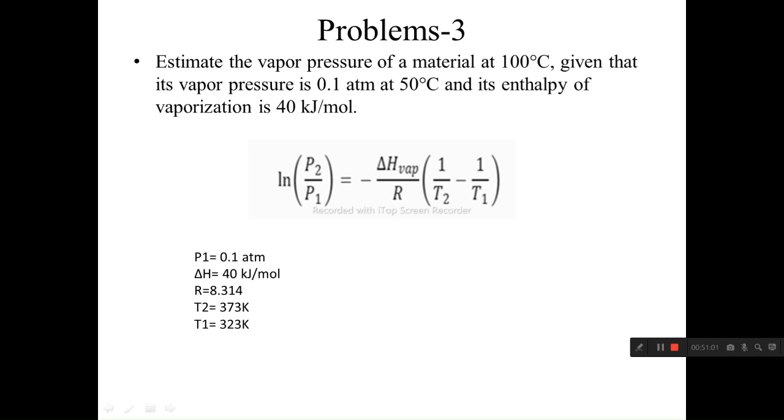So I have given problem 3. It is based on the Clausius-Clapeyron equation, estimating the vapor pressure. Please calculate it for 2 to 3 minutes.